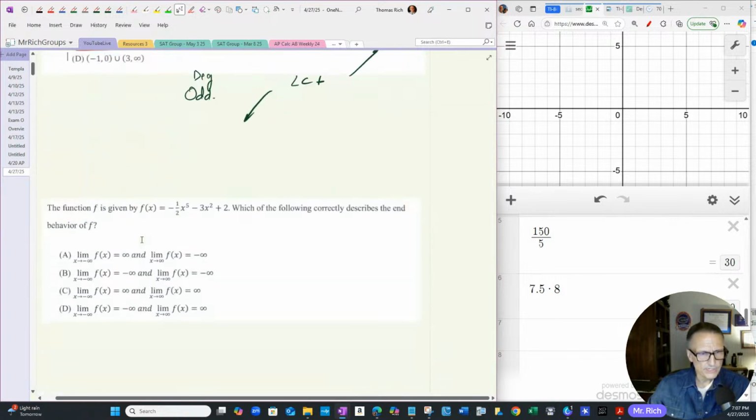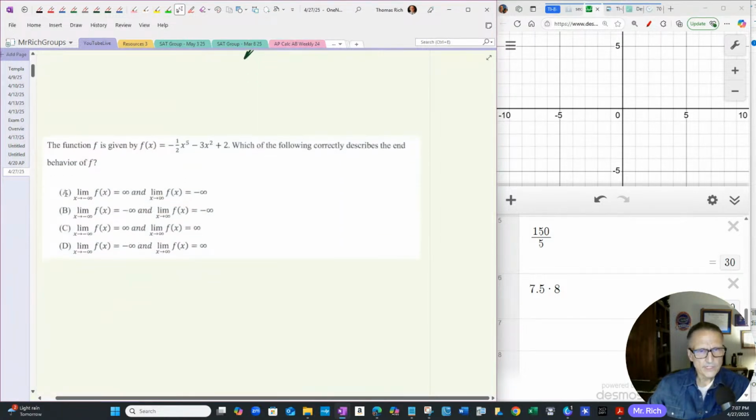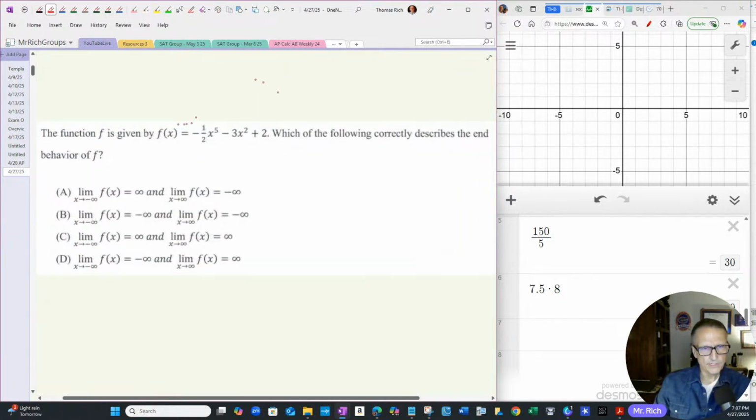Let's go to the second question. This says that the function given by f of x is -1/2 x to the 5th minus 3x squared plus 2. Which of the following correctly describes the end behavior of f? Well, this really is a follow-on to the previous question because I can see that the degree is odd, but it does have a negative leading coefficient. So the end behaviors are up to the left and down to the right.